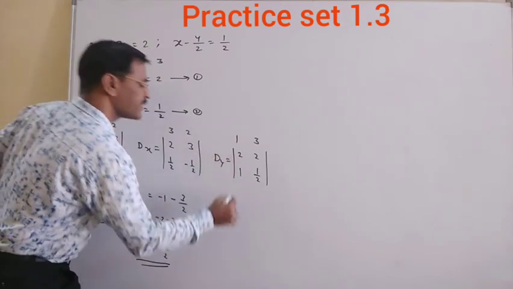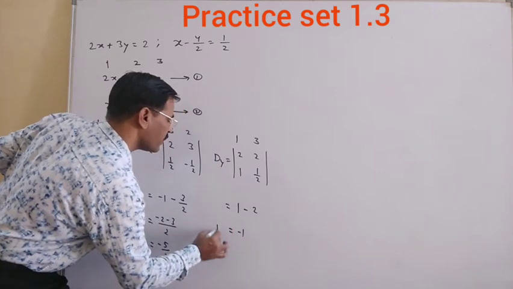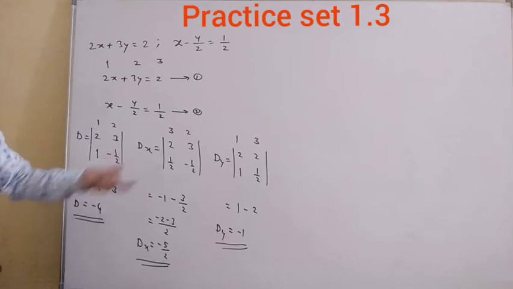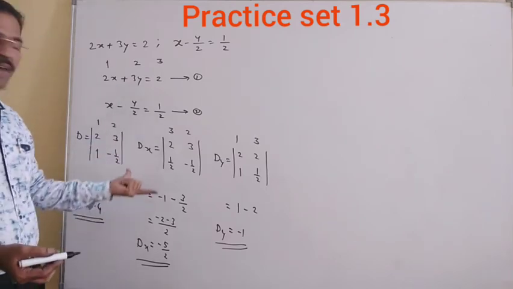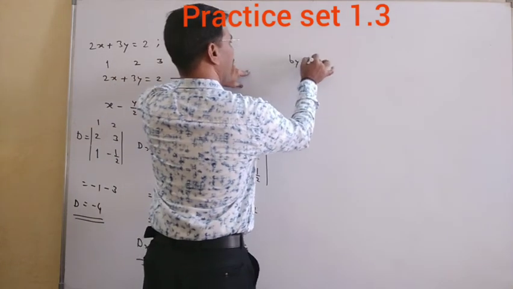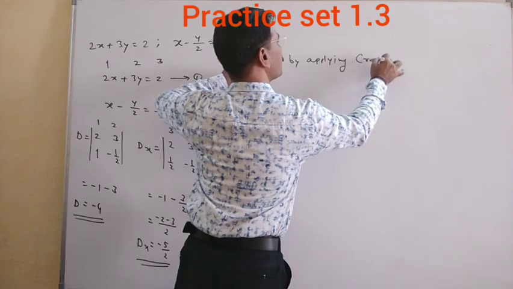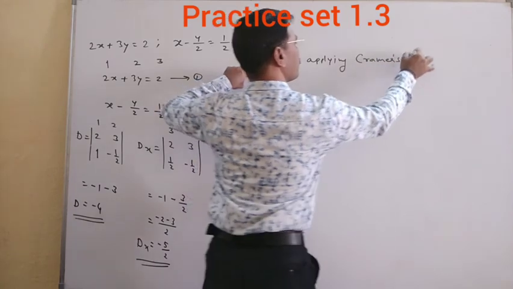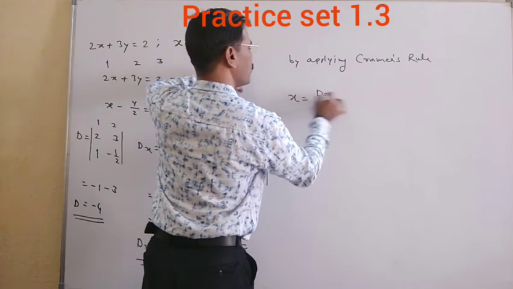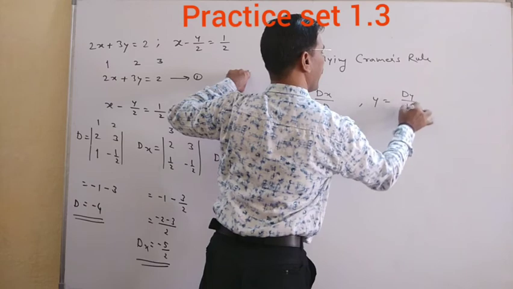So 2 getting cancelled, it is 1 only, minus 2. So here it is minus 1, which is Dy. Like this we can find D, Dx and Dy. Now these values, after getting them, apply Cramer's rule. So what is that Cramer's rule? x is equal to Dx by D and y is equal to Dy by D.